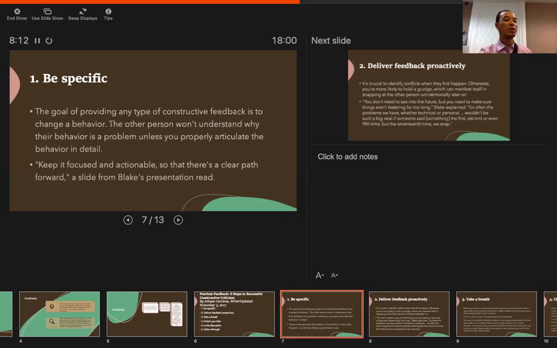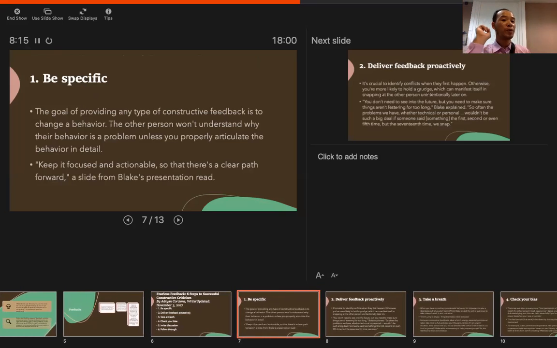First, be specific. The goal of providing any type of constructive feedback is to change a behavior. The other person won't understand why their behavior is a problem unless you properly articulate. Articulate means you pronounce it, you speak it. You speak about the behavior in detail, or your habit in detail, right? Keep it focused and actionable, so that there's a clear path forward. This will be proactive too.